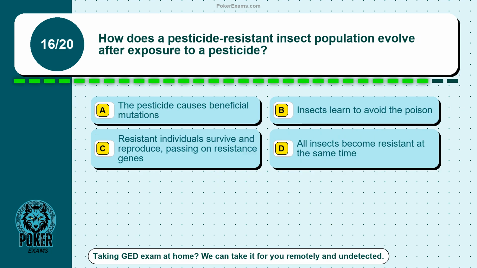Question 16. How does a pesticide-resistant insect population evolve after exposure to a pesticide? Option A. The pesticide causes beneficial mutations. Option B. Insects learn to avoid the poison. Option C. Resistant individuals survive and reproduce, passing on resistance genes. Option D. All insects become resistant at the same time.